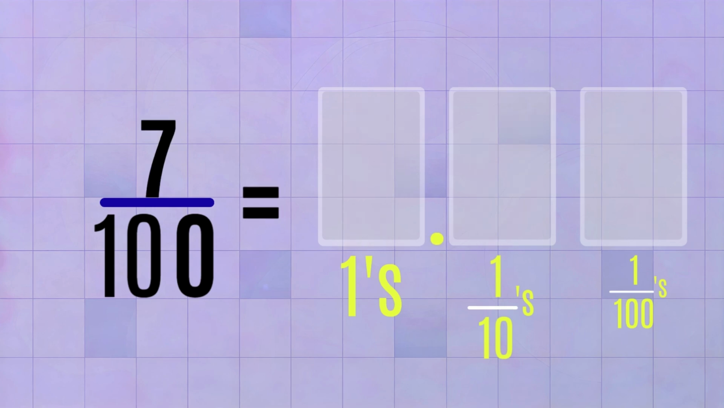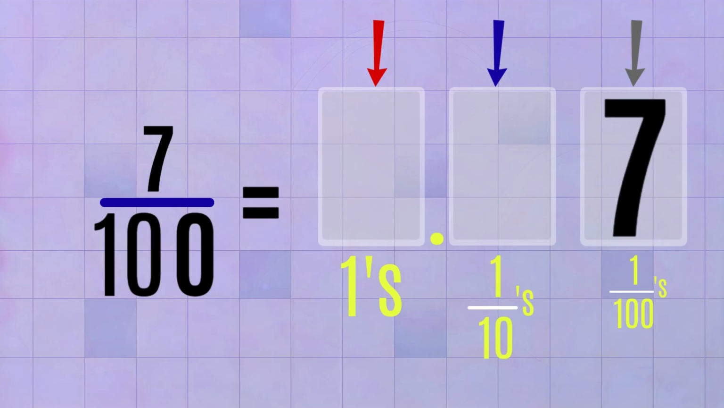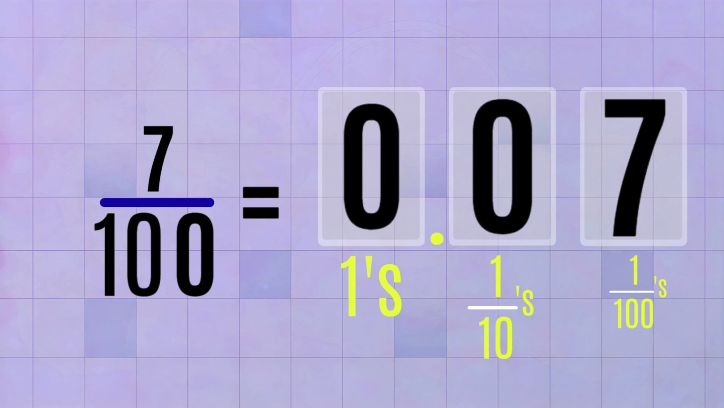Let's try 7 over 100. The bottom number is still 100, so we are still working with hundredths. We need ones place, tenths place, hundredths place. We are taking 7 parts out of 100, so the 7 goes in the hundredths box. There are no whole ones and no tenths yet, so we put zeros in those places to hold their spots.